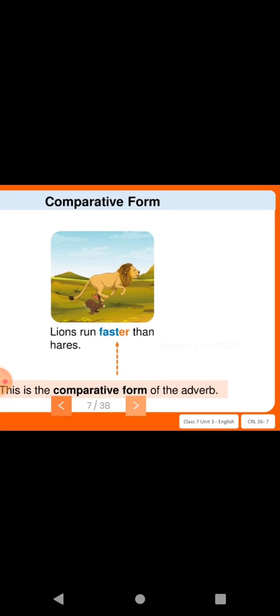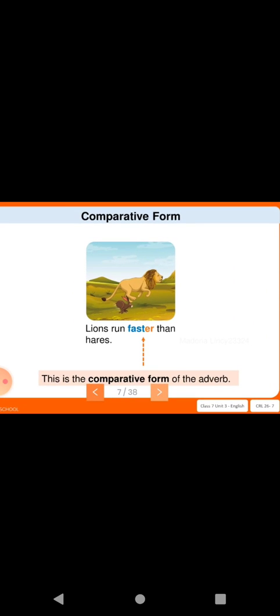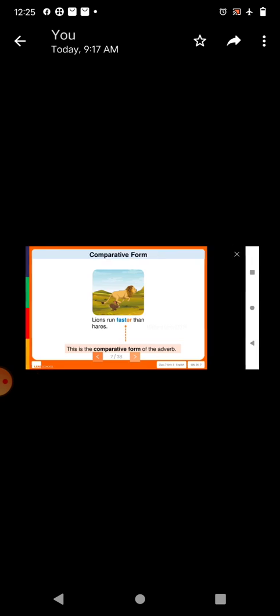Here when the sentence compares two things, we call it the comparative. When the adverbs have been compared with three or more things, we'll tell that is the superlative. So here are the words faster and fastest. Here you can see lions run faster than hares. This is the comparative form of the adverb because two things have been compared.